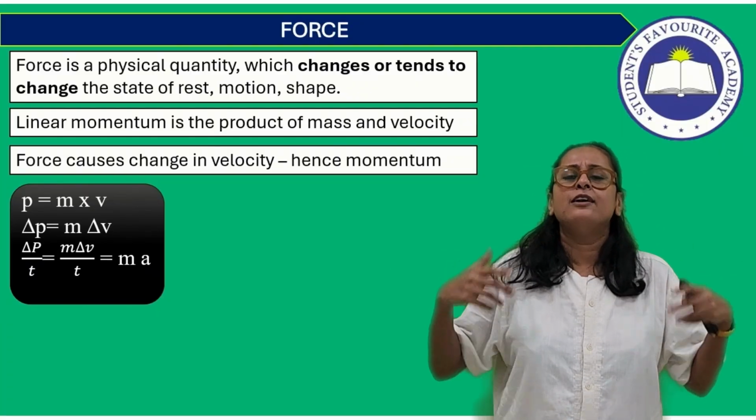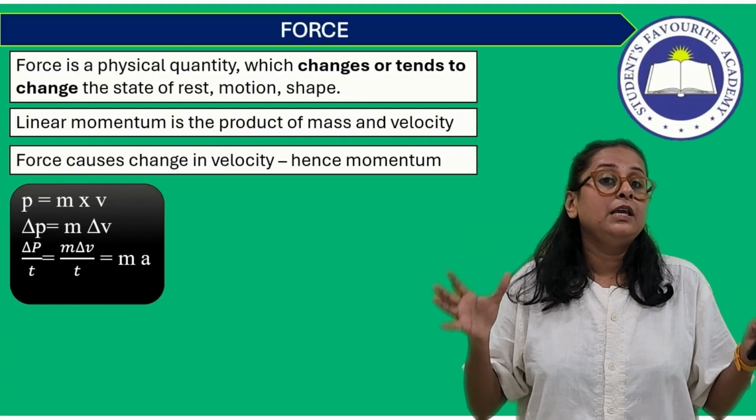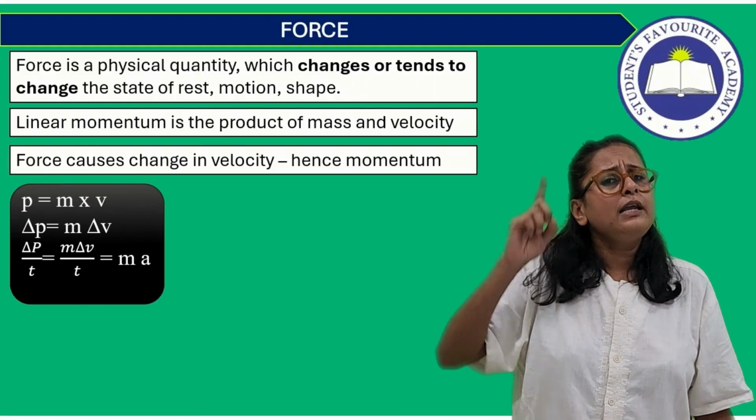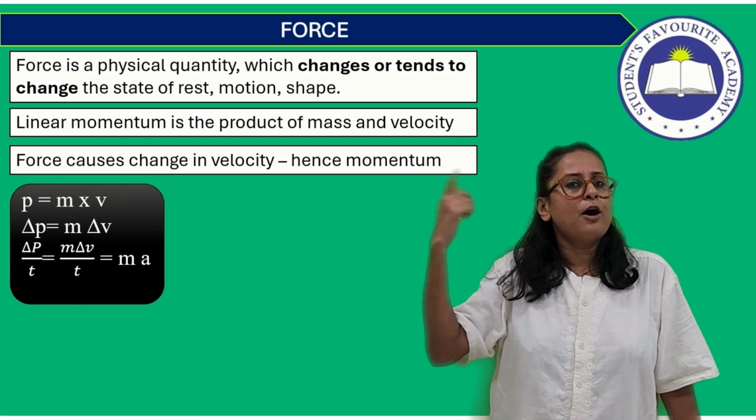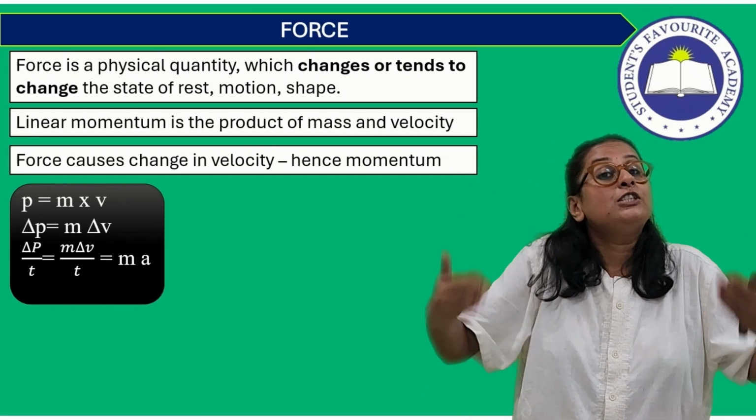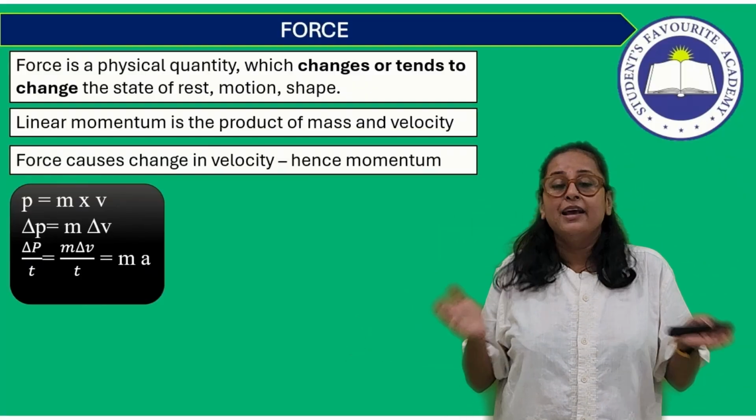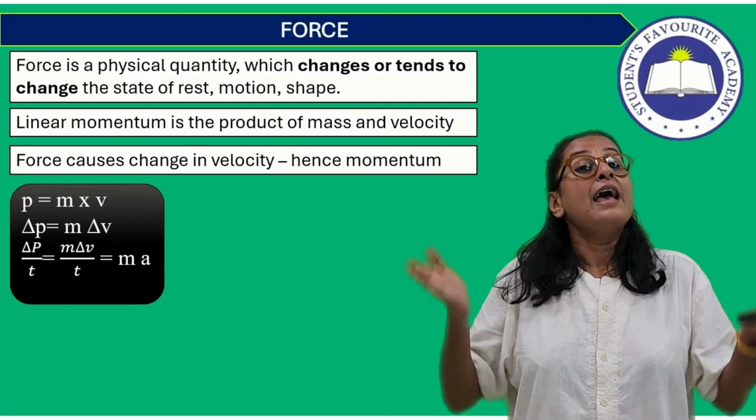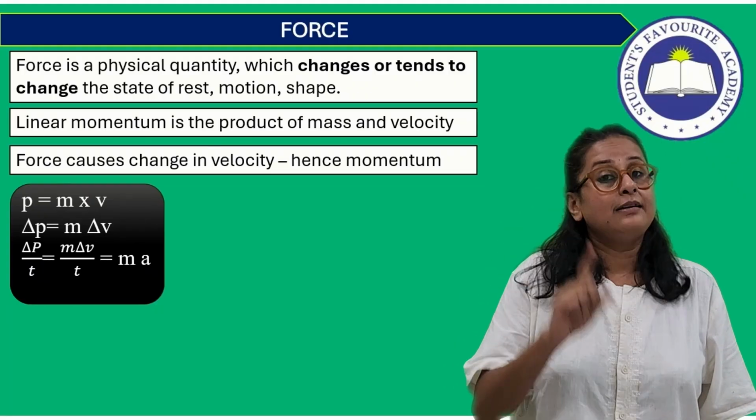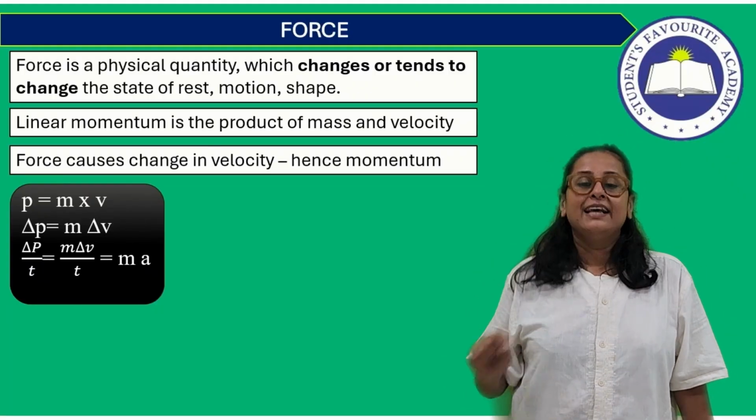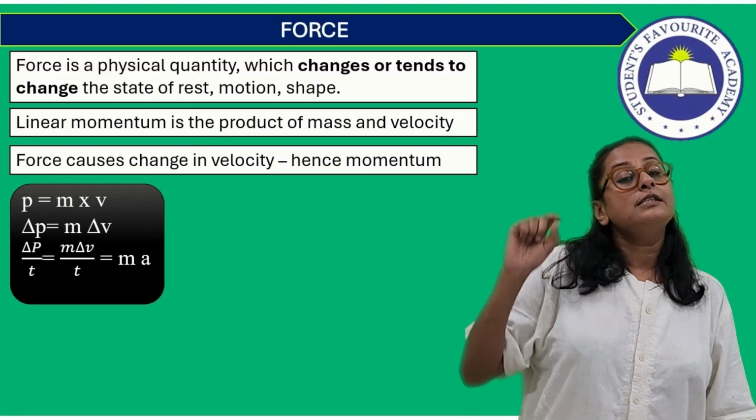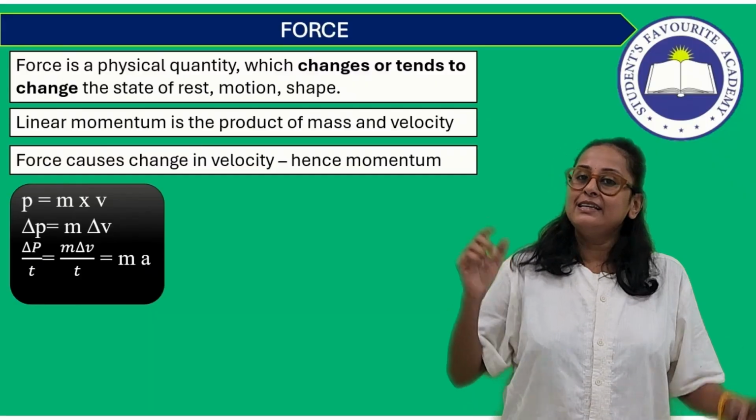What is delta V and what is T? Delta V is change in velocity. T is time. What is delta V upon T? Think about it. Change in velocity upon time, or rate of change of velocity. What does it mean? Rate of change of velocity is nothing but acceleration. So the rate of change in momentum, delta P upon T, is equal to mass into acceleration, because delta V upon T is acceleration.